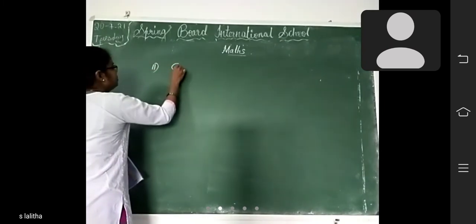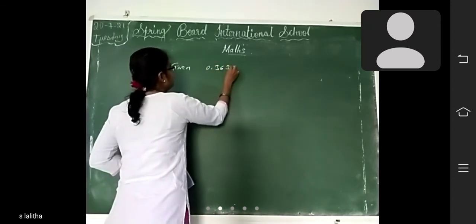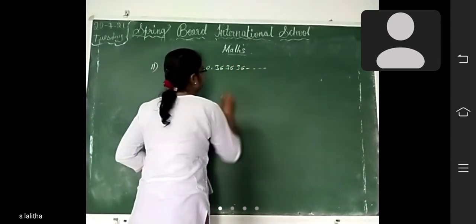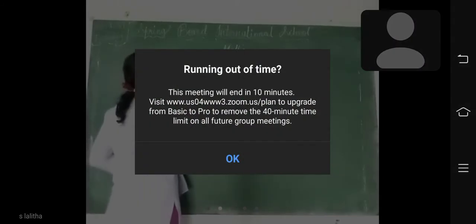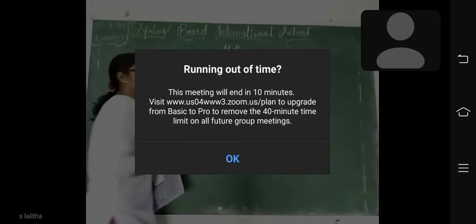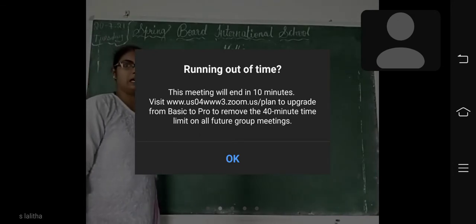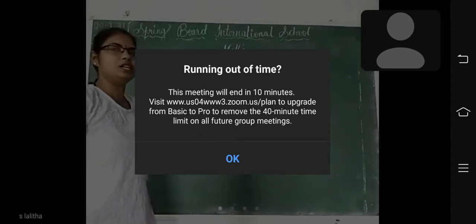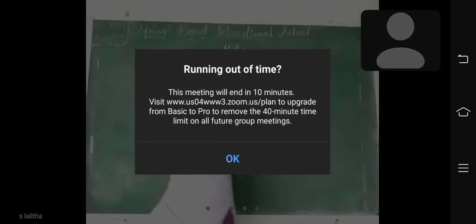What is given? Given 0.363636 so on. Okay. So let x equal to 0.363636 so on. So which decimal it is? It is a non-terminating repeating decimal. Which decimal it is? Non-terminating repeating decimal. Okay. So this equation will be first equation.